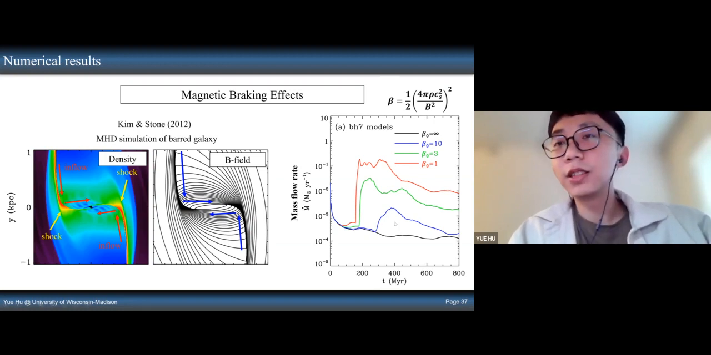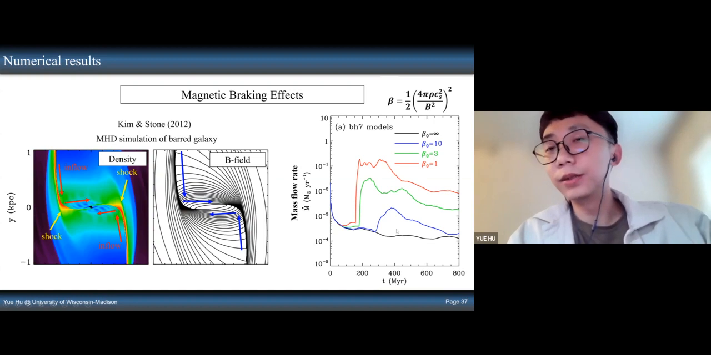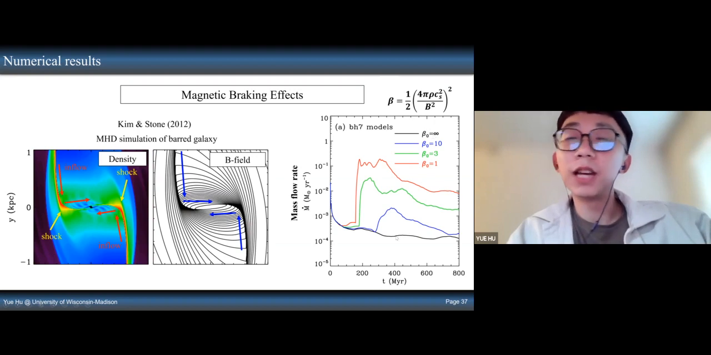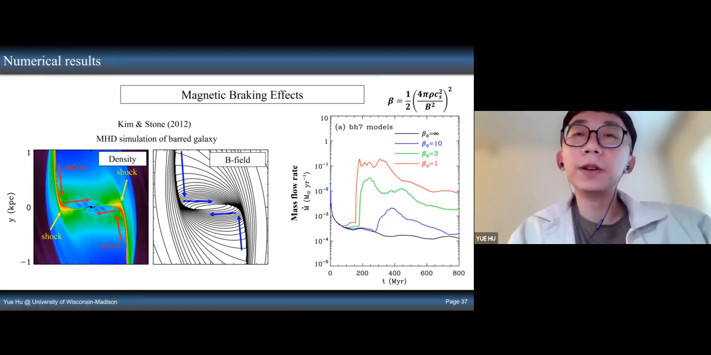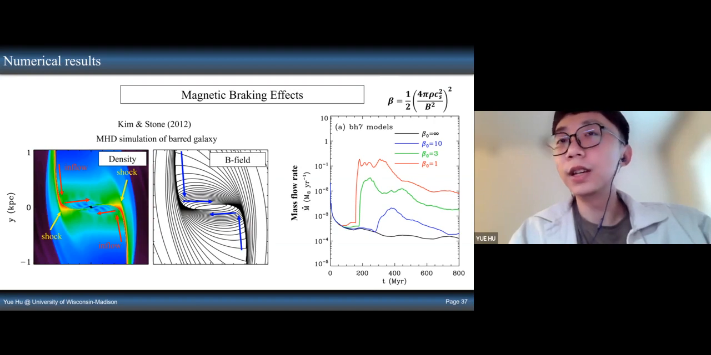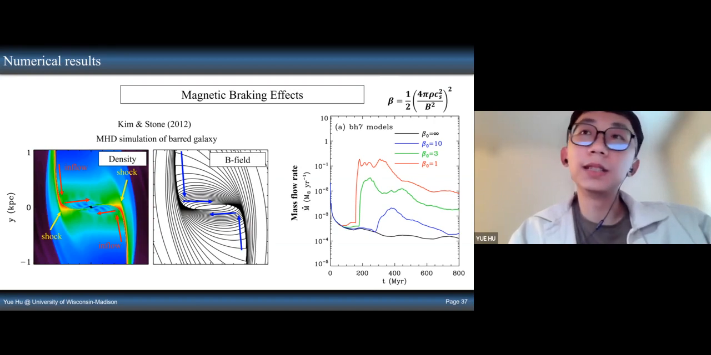And in their numerical simulations, they also try different magnetic strengths, for beta from infinity to 1, where beta characterizes the magnetic strength. If beta equals infinity, that means we have no magnetic field. That's essentially a hydro simulation. And we can see that in the presence of a strong magnetic field, for beta equals 1, the mass inflow rate increases significantly, even by two orders of magnitude. That means the magnetic field is very important in removing gas angular momentum to feed the galactic nuclei.